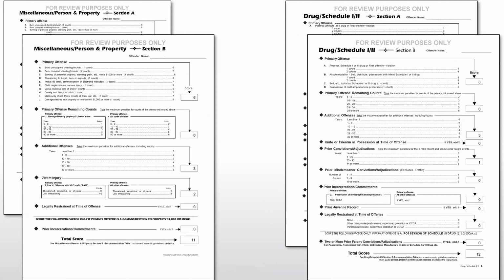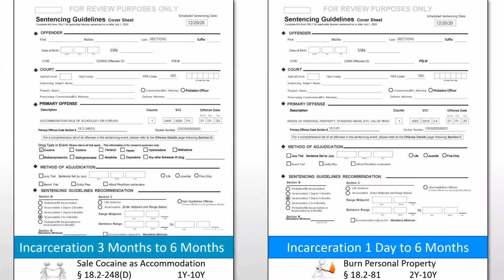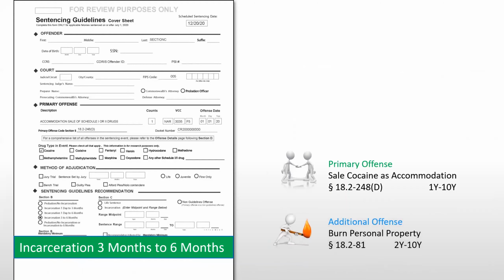We score out worksheet B for both of these. You look at the guidelines recommendation. One is 3 months to 6 months. The other is 1 day to 6 months. We take the one with the highest guidelines recommendation, and we look at the entire recommendation. In this case, the one with the highest guidelines recommendation would be sell cocaine as an accommodation. So that's your primary offense, and your additional offense is burn personal property.